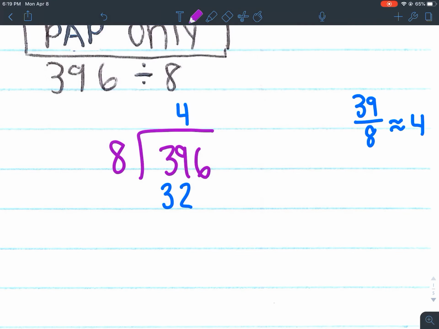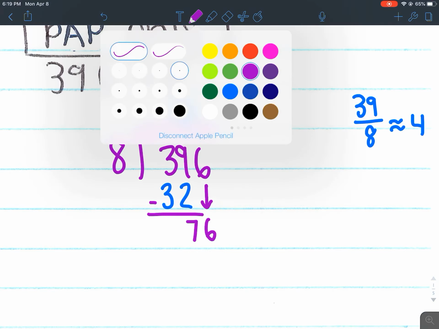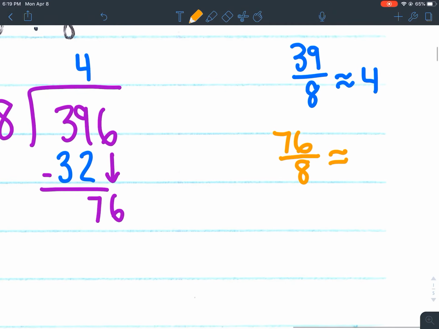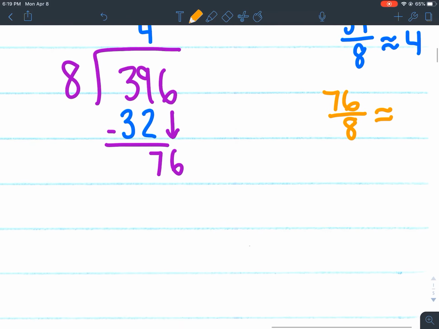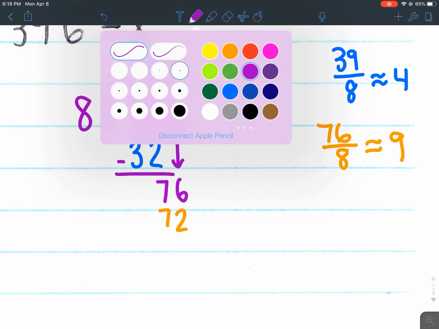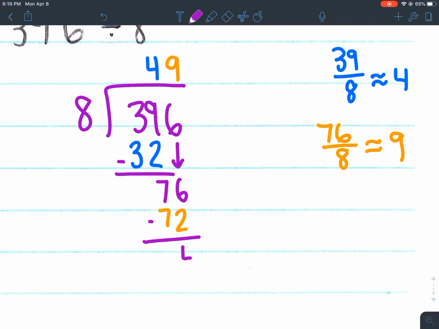Okay? Subtract. I have a 7, bring down the 6. And then you ask yourself, how many times at most does 8 go into 76? Now that obviously doesn't go in evenly, but it can go in at most 9 times. So 8 times 9 is 72. And you subtract. And you have 4.